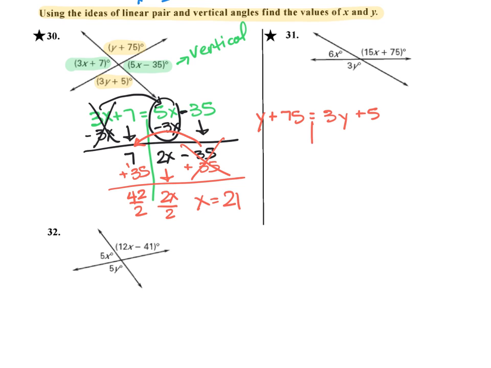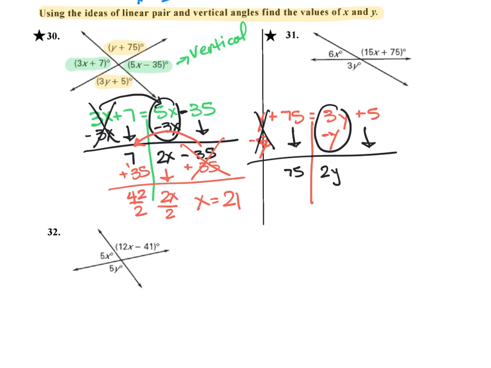And when I solve that, I have to minus y to both sides. Bring down the 75. 3y minus y is 2y. Bring down plus 5. Minus the 5 to both sides. 70 equals 2y, and divide by 2, and I get y equals 35.